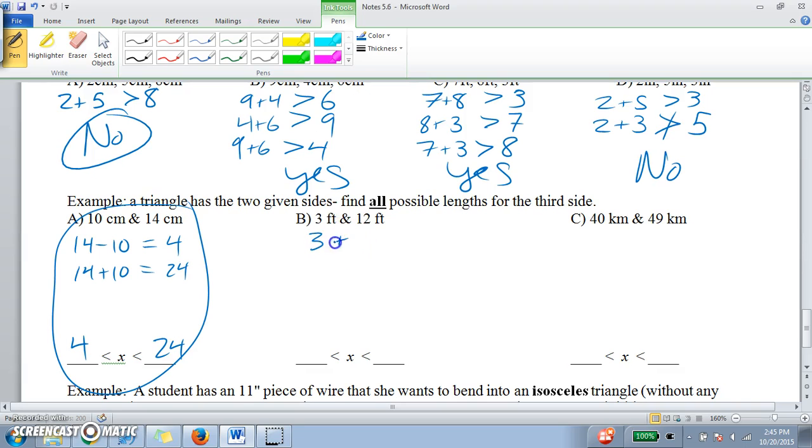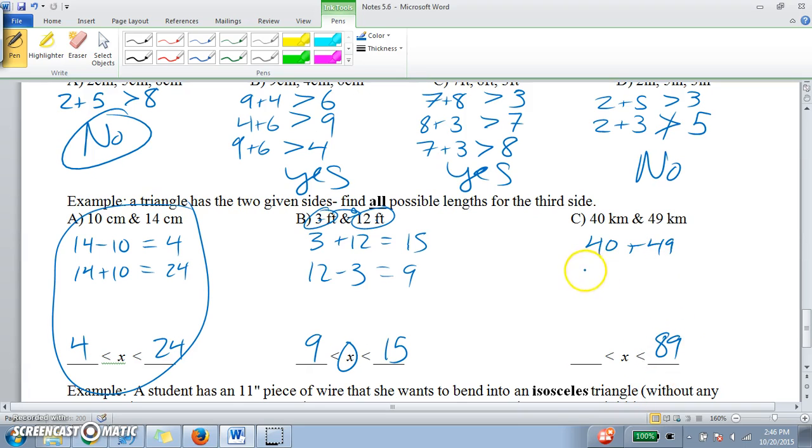Same thing, 3 plus 12 gives me 15. 12 minus 3, we always want to make sure we're subtracting the smaller one from the bigger one. So 12 minus 3 gives me 9. So x has to be in between 9 and 15 in order for x, 3, and 12 to make three numbers that can form a triangle. 40 plus 49 gives me 89 for the biggest one, and 49 minus 40 gives me 9 for the smallest possible side.